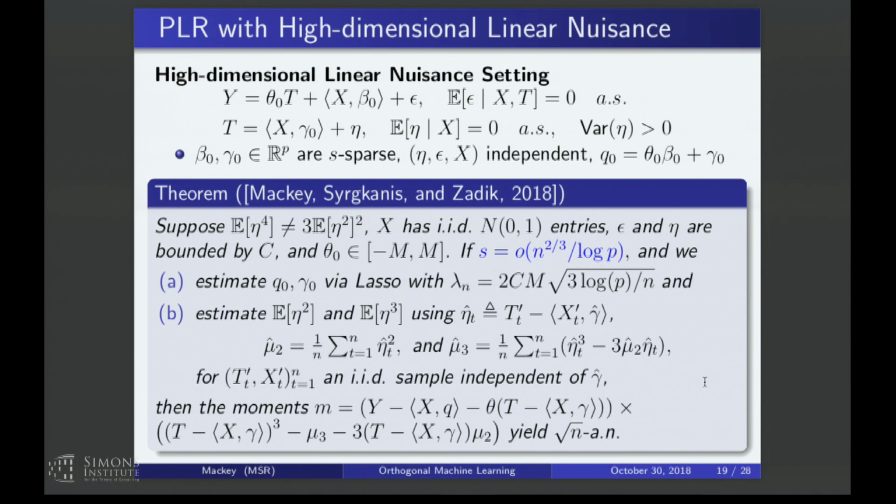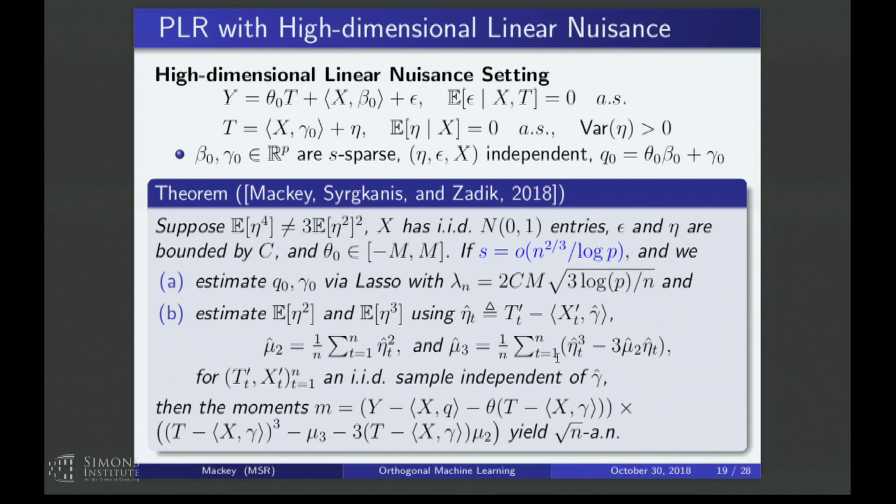So this is how it works. You're going to estimate the parameter vectors gamma naught and q naught. Q naught here is a linear combination of beta naught and gamma naught. You're going to estimate them both with the lasso, since they're both sparse. You're going to estimate the unknown moments in a particular way, with some additional sample splitting. You take your first stage sample, which had n points, and break it in half. You fit the lasso estimates on half of it, and then use the other half to estimate the second and third moments in the following way. It turns out that those satisfy all of those convergence properties. In particular, this is n to the 1/3 consistent, and this is consistent at a faster rate.